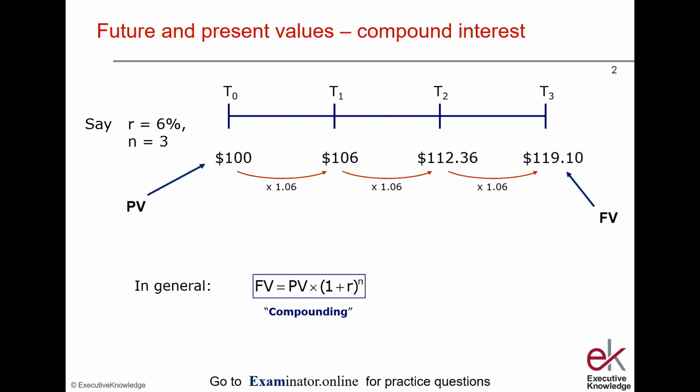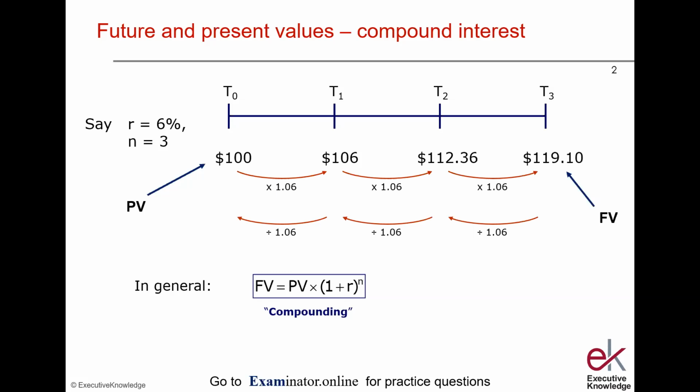Now, what if we want to go backwards, which is what we want to do when we're pricing discounted securities? Then we will go in reverse to get the present value. So we will divide 119.10 by 1.06. That will get us back to 112.36. Again, we will divide it by 1.06 to arrive at 106. And finally, we will divide 106 by 1.06 to give us the present value.